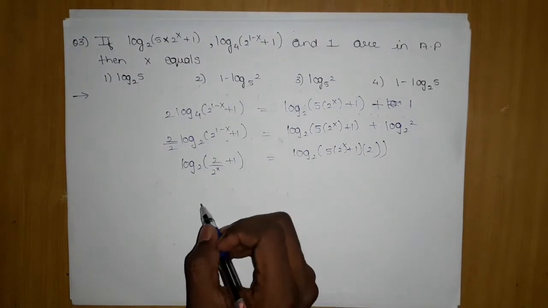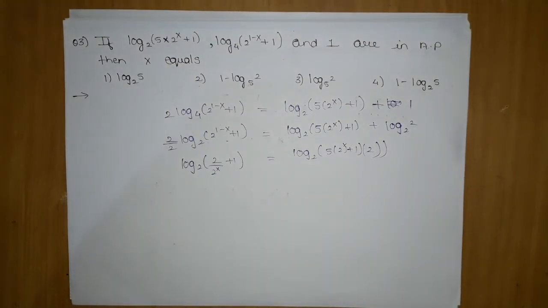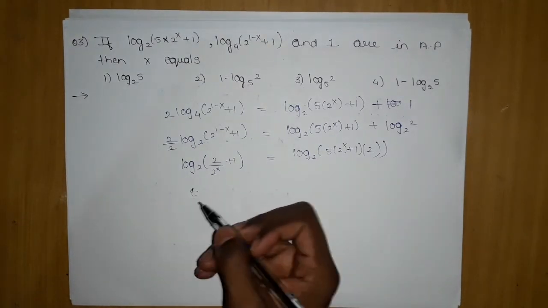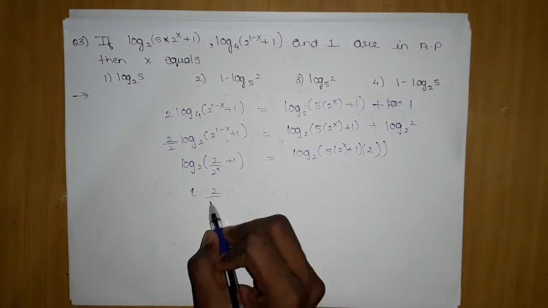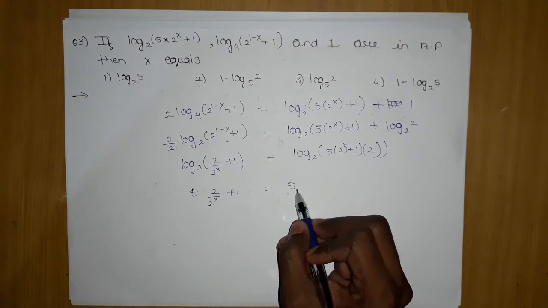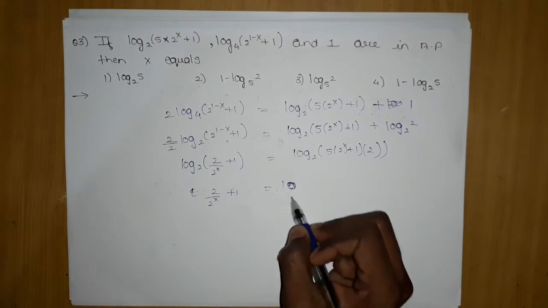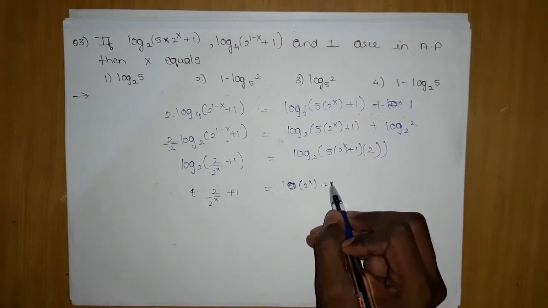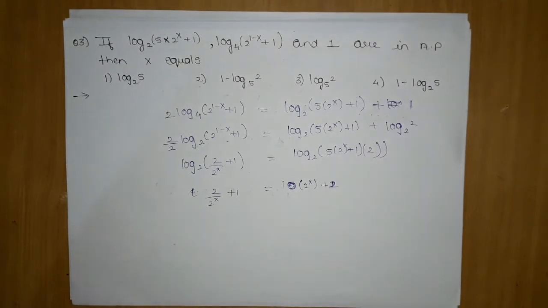Now what we can do? So now let's think what we can do. After taking anti-log on both the sides, we are left with 2 power 2 by x plus 1 is nothing but 5, which you can say 10 into 2 power x plus 1 plus 2. So we got this thing.